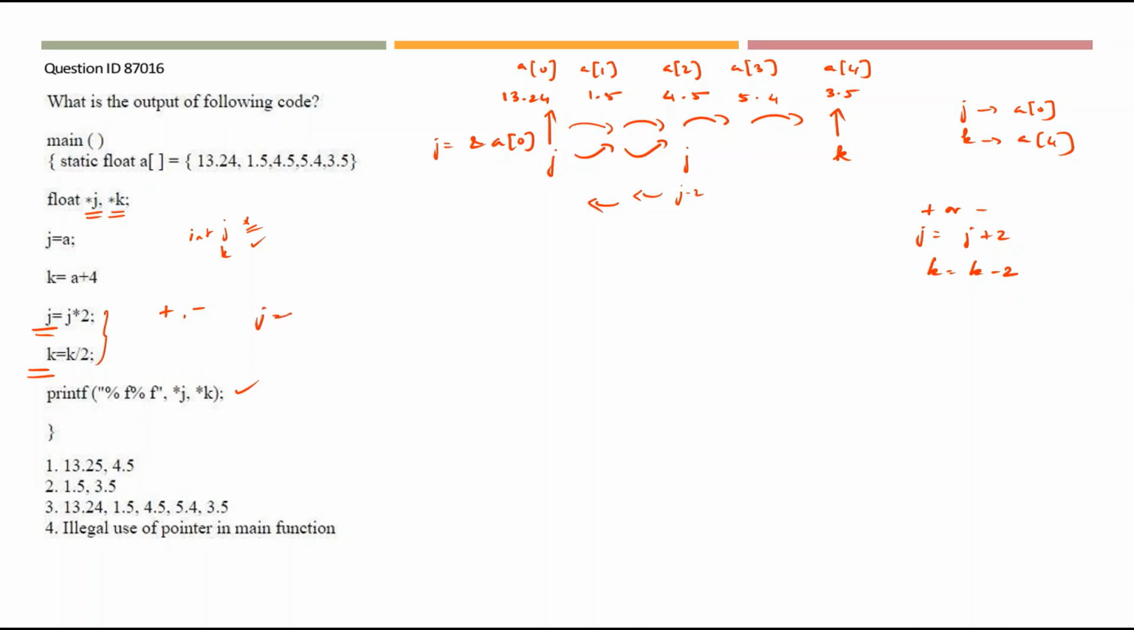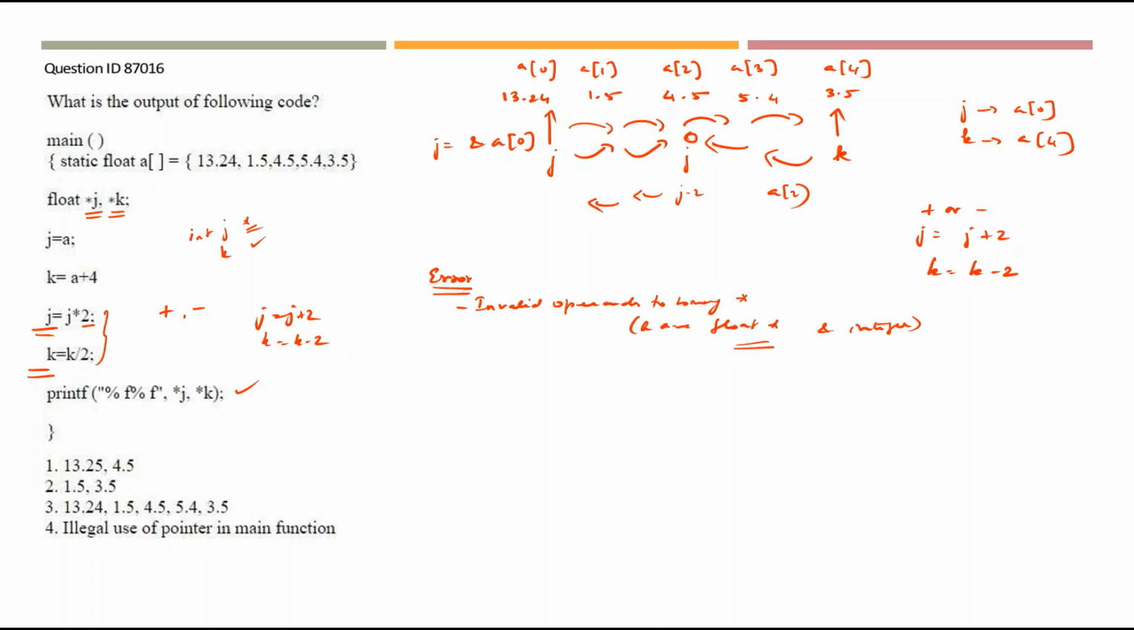So if J is equal to J plus 2 and K is equal to K minus 2, K will come back and both J and K will refer to the third element, that is A of 2. So when you run this code in a C compiler, it will give an error: invalid operands to binary operator. So float and float can be multiplied, int and int can be multiplied, but this is a pointer and this is an integer. So 2 is an integer and J is a pointer, so it has an invalid operand. Illegal use of pointer in main function. Option 4 will be the right answer.